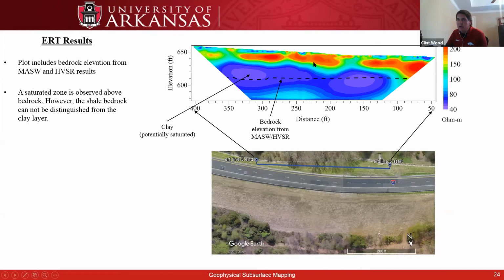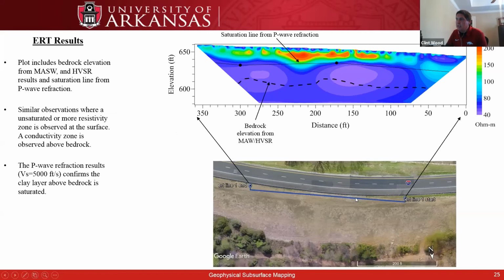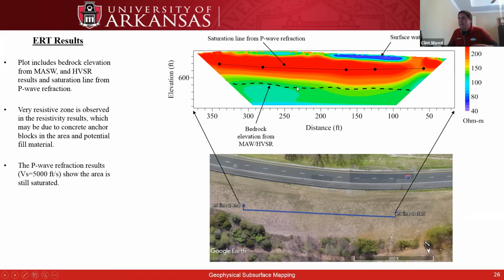We assume this is fill in here from when the road was built, but we're not particularly sure in this case. We go on the other side, we do have this guardrail here that likely contributes to it, but in this case, we're matching up pretty well with the saturation line. So from our P-wave refraction, we can see that this is kind of where our saturation exists, or saturation line. So where all the water is occurring in the slope. And again, we weren't able to really pick up where bedrock was in this particular case. We can't see it because of the similarities between the resistivity of the shale and the resistivity of the overlying clay soil.